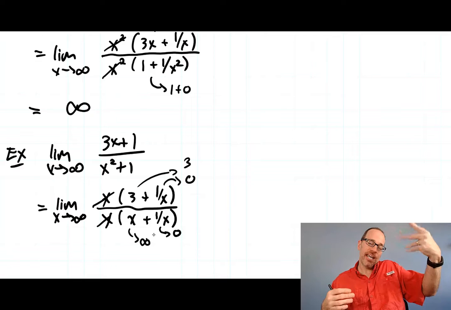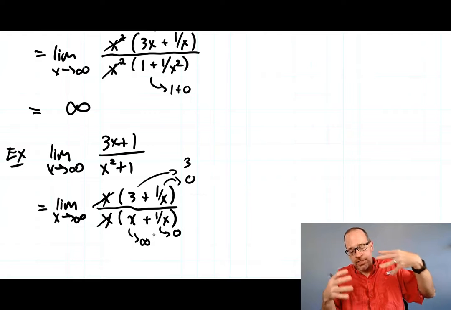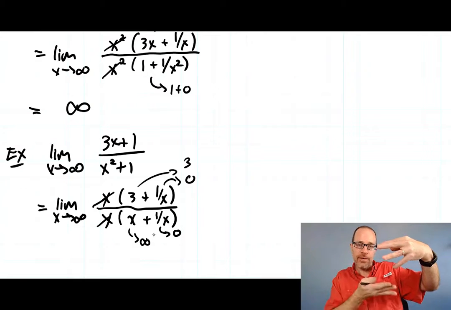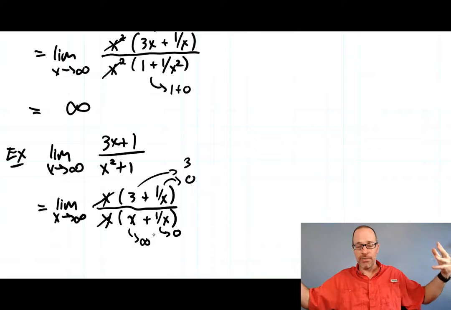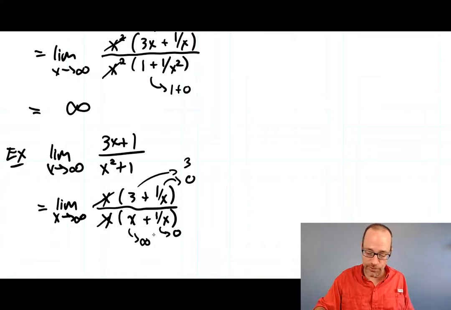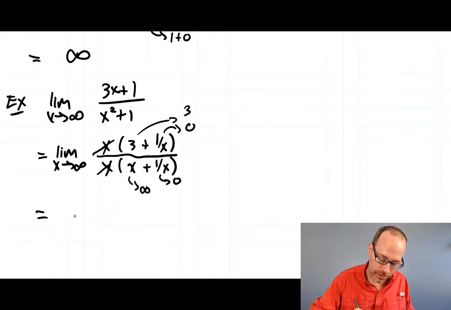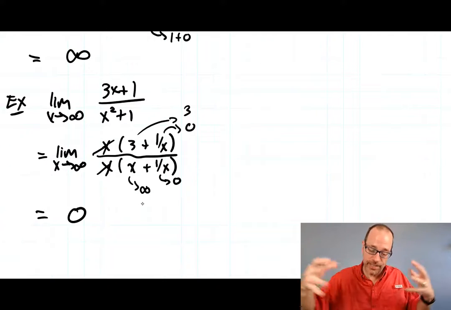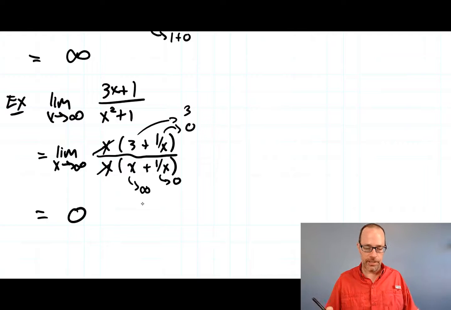The top is trying to hang out at 3, so it looks like for big x, 3 divided by a huge number that's getting bigger and bigger, so 3 divided by larger and larger numbers. So 3 over infinity will converge to 0 because we keep dividing by larger and larger numbers.